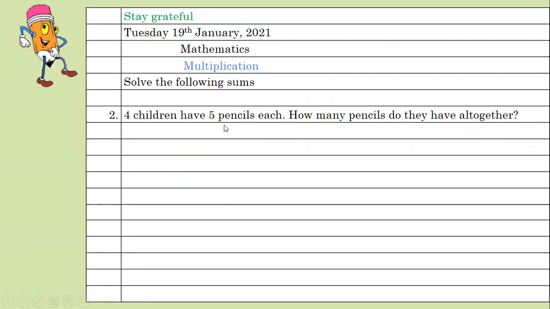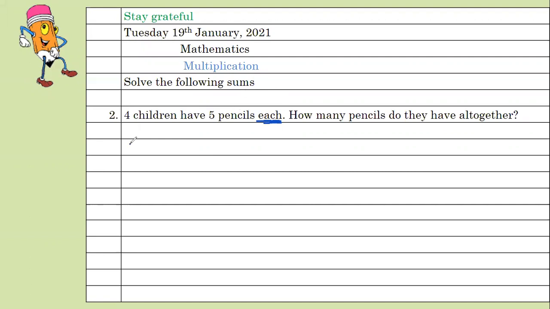Four children have 5 pencils each. How many pencils do they have altogether? So I think an important word here is each. Each means every one. So 4 children have 5 pencils each. That means that every one child has 5 pencils. So if we know that every one child has 5 pencils, what would our first line be? So pause the video, write the first line in your book, and then come back when you've written it.